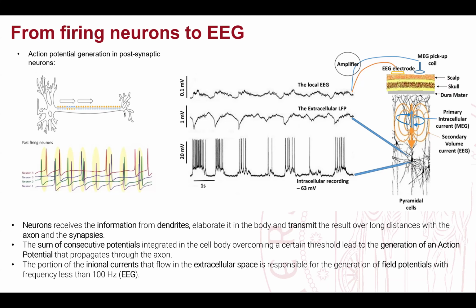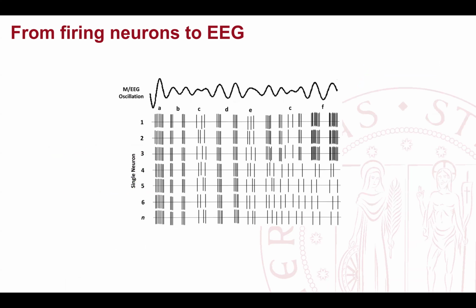So not only is it noise, but it's filtered noise. So it is even more complicated than this. Knowing how the EEG is generated from firing neurons is important because we need to know the limitations: what can we really do with the EEG signal?